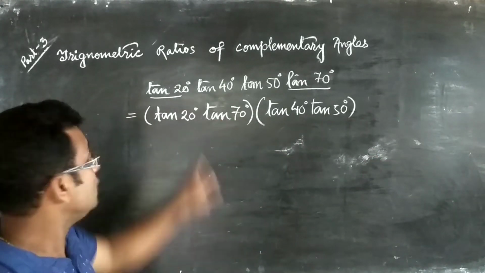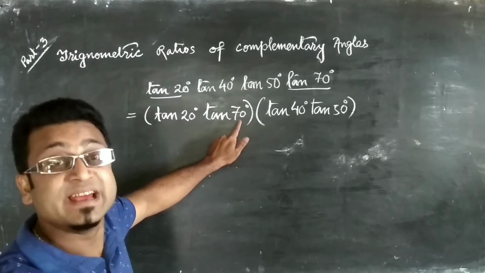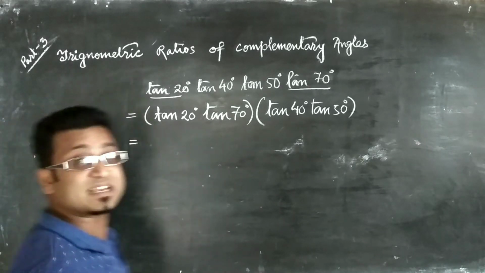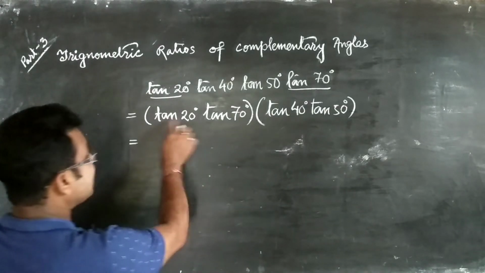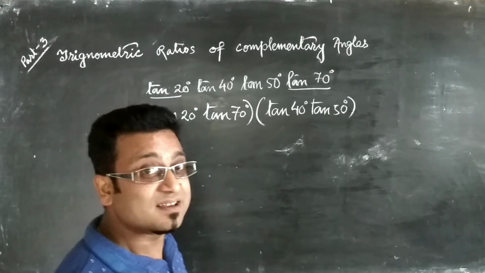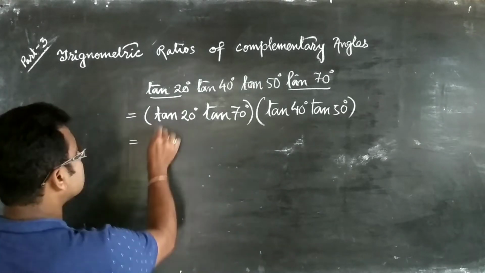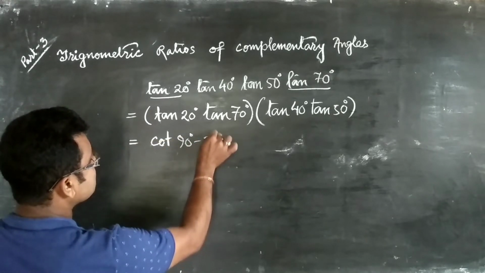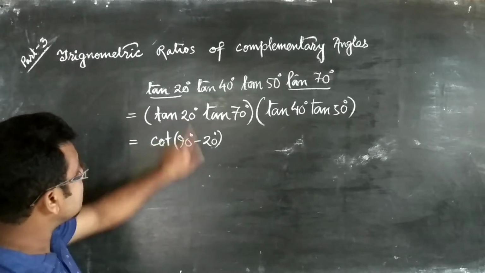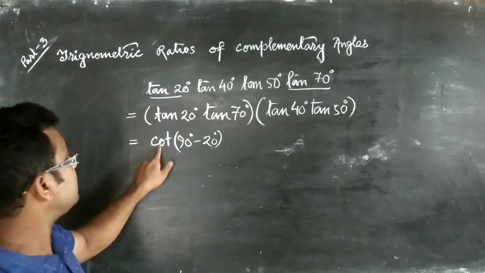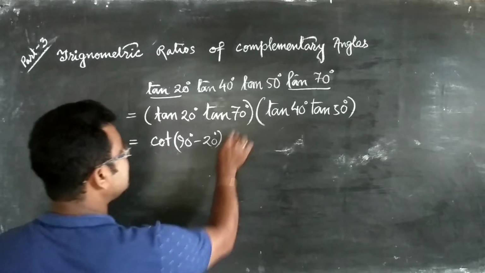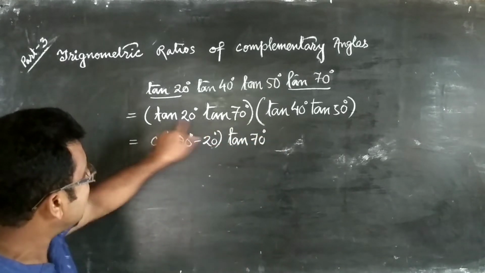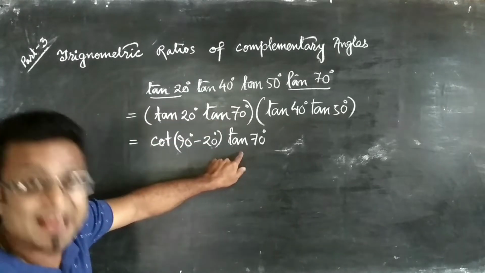Now what they will do, since the angles are not the same, you have to make the angles equal. How can you do so? Use the formulas that you have learned in this chapter. Tan 20, we know tan theta is cot 90 minus theta. Good. So tan 20 will be cot 90 minus 20. Clear? Instead of 20 we are writing 90 minus 20, and instead of tan we have written cot. And tan 70 will remain as it is. Don't change both. Change any one. So out of these two, I have changed this one, and this one will remain as it is.